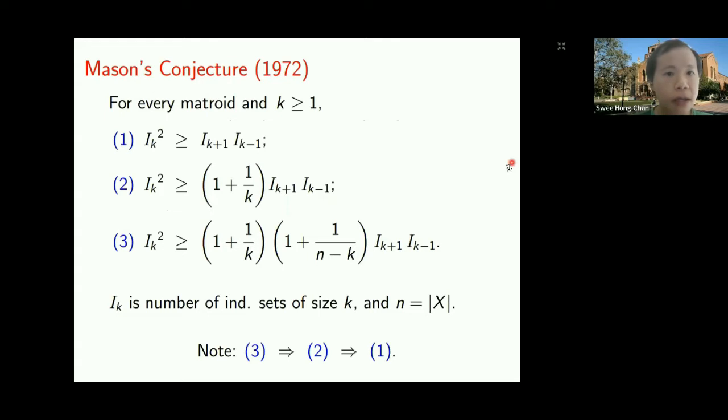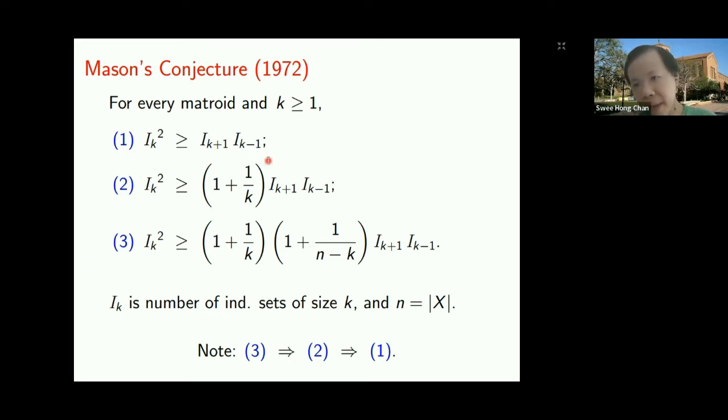Okay, so there are many conjectures about log-concavity for matroid, but today let me focus only on one of them, the Mason's conjecture. So 50 years ago, Mason looked at this number I_k, where he said, let I_k be the number of independent sets of size k. In the case of graph, this is the number of forests with exactly k edges. And Mason computed many examples, and he believes that this sequence I_1, I_2, I_3 up to I_n is log concave.